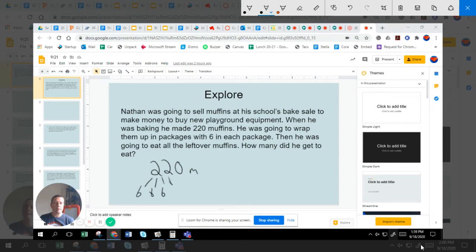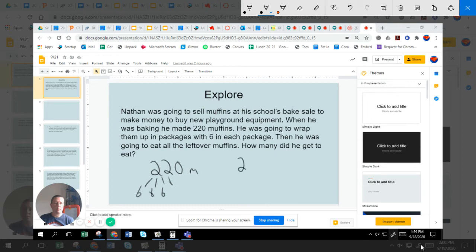But this is what's important. You have to read the question. The question always tells you whether you're going up to the next whole number, whether you're dropping it down and not including the remainder, or today we're doing something completely different. He actually is using the leftover muffins. That's what we want to know about. We want to know how many are left over that he gets to eat.